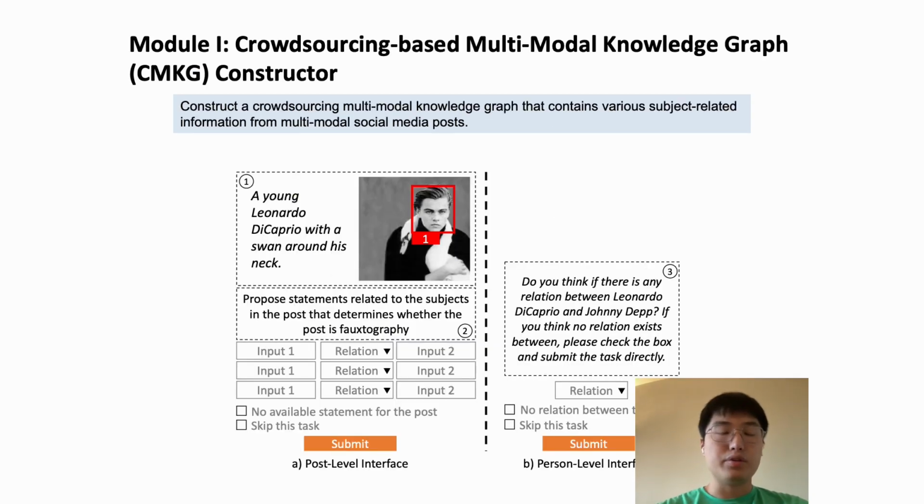We firstly create a module to task online crowd workers to create a multimodal knowledge graph. There are two interfaces. The first one asks crowd workers to identify the relationship between different entities in each post. The second one asks crowd workers to identify the relationship between the humans across different posts. After collecting responses from these crowd workers, we model the responses as a multimodal knowledge graph, where the inputs are modeled as graph entities and the relations are modeled as graph edges.